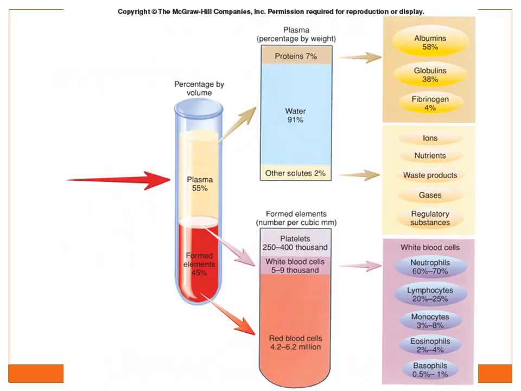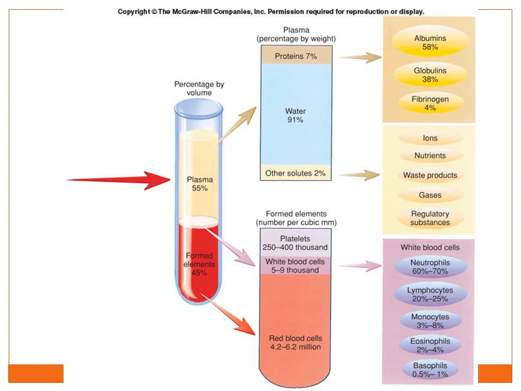This figure is in your textbook, and it's just illustrating again the composition of blood. So in the test tube we see that 55% of blood is composed of plasma, 45% of blood is the formed elements. If we break down plasma, we see that the majority of plasma is water. 91% of plasma is comprised of water. 7% is proteins, and 2% is other solutes.